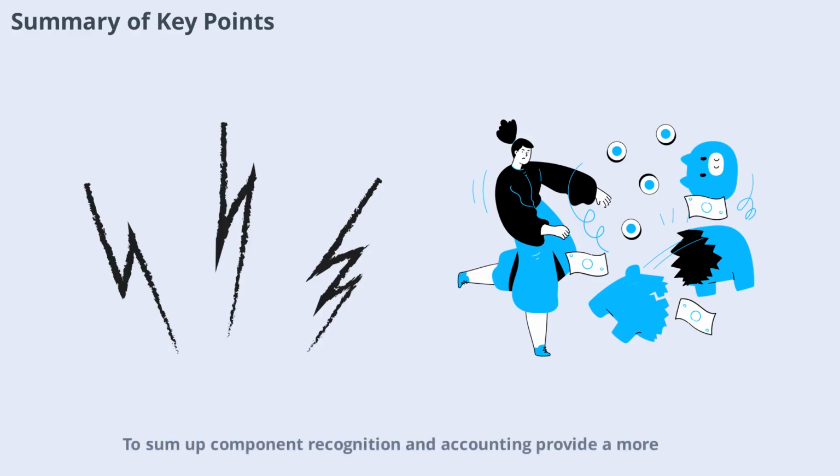To sum up: component recognition and accounting provide a more accurate and transparent way to manage complex assets. By identifying, valuing, and depreciating significant components separately, companies ensure their financial statements reflect the true condition and value of their assets. While the process can be detailed, the benefits in accuracy, transparency, and asset management are substantial.